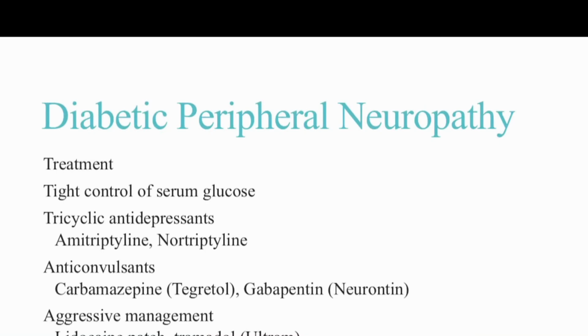Treatment, here it is, tight control of glucose. Your TCAs for that nerve pain. Remember, this is nerve pain, so you have to give nerve type medicine. Anticonvulsants also help with nerve pain, that's why we put it there. And aggressive management for pain, lidocaine patch, or you can give tramadol as well to help with the pain.